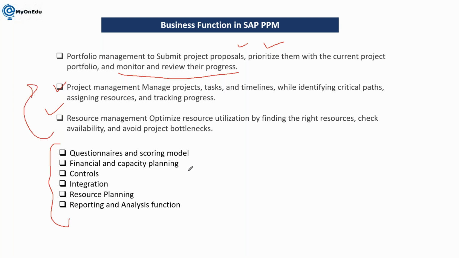One is a questionnaire and scoring model. We'll understand the purpose of the questionnaire and scoring model. Financial and capacity planning is being used to plan overall financial values and capacity values. In controls, we have integration with different systems. We also have resource planning, and reporting and analysis functions. Here we have inbuilt BI analytics, which helps us report all your standard reports.